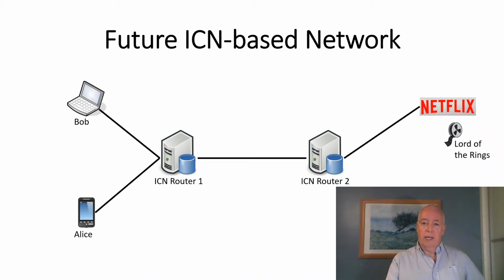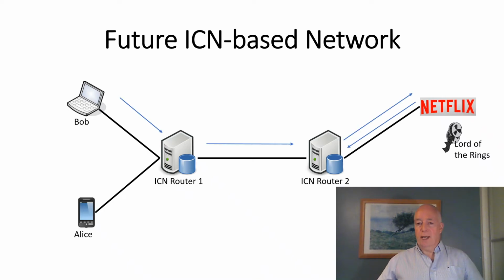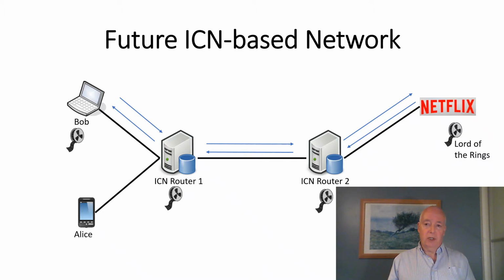Bob sends a request for his Netflix movie as before, and it goes up to the Netflix server. But this time, when a copy of the movie comes down, a replica can be stored in some or all of the routers on the path between Netflix and Bob's laptop.